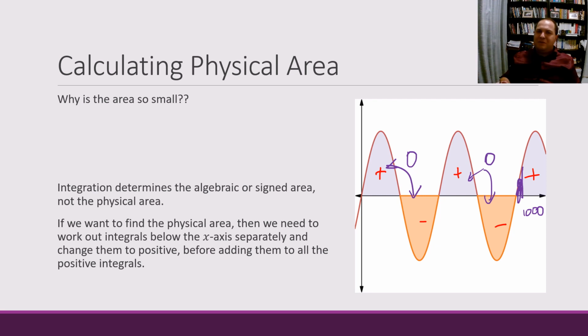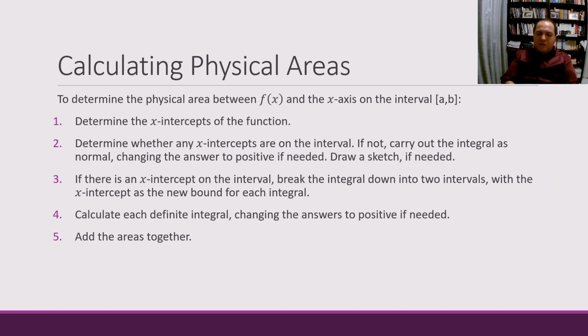Basically what we need to do is to look at our regions, our positive and our negative ones, and just change them all to positive regardless of whether they're positive or negative numbers, and add them all together. So to determine the physical area between f of x and the x-axis on some interval a to b, the big important factor we need to take into account are the x-intercepts, and if there are any x-intercepts on our interval.